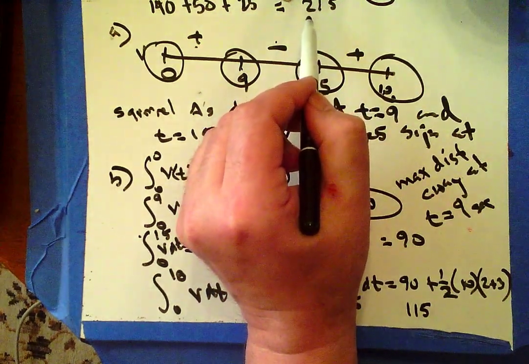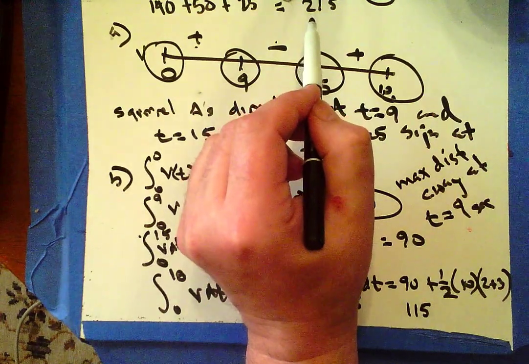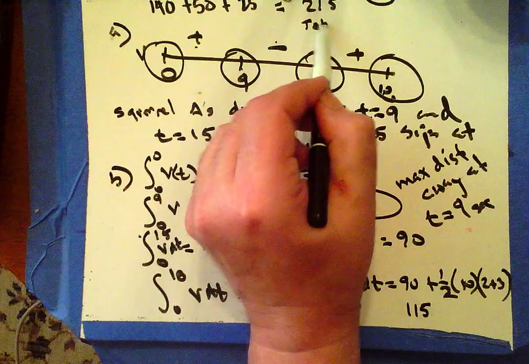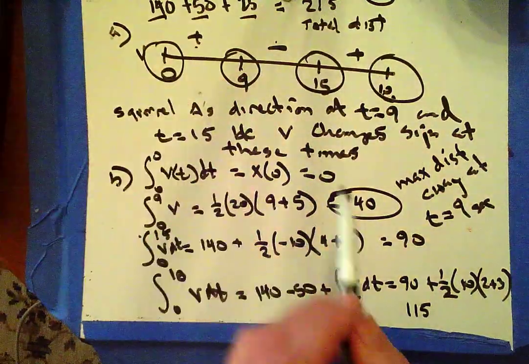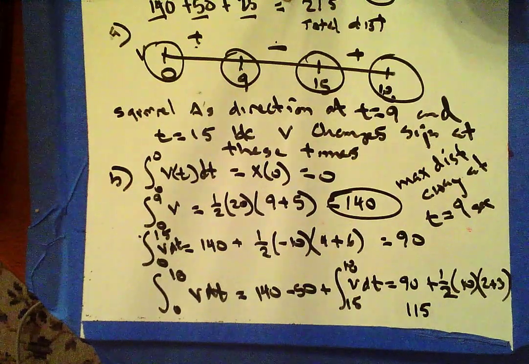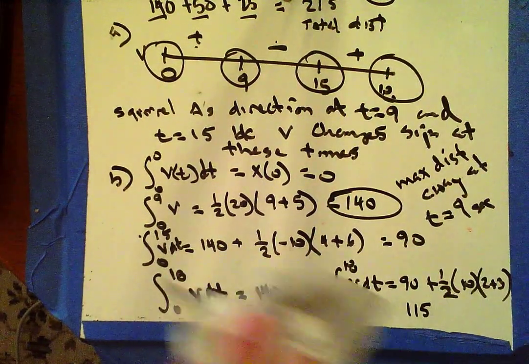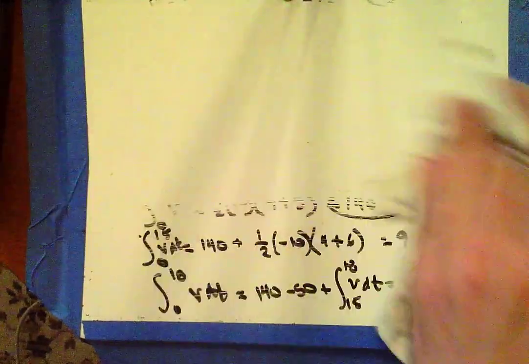And do we have units on this? No. So 215 is the total distance traveled because it's the absolute value of all these distances. And then we want part D, write an expression for velocity, acceleration, and position.